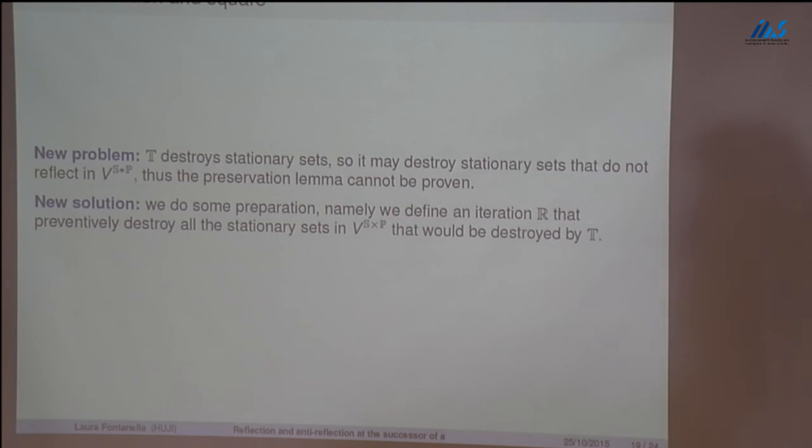So our solution was to make a preparation, to force with an additional forcing R, an iteration R, that destroys all those bad stationary sets, all those sets that could be bad in S star P and then are destroyed by the threading forcing. So we destroy them in advance somehow. And okay, now I can tell you more precisely how we define the forcing.